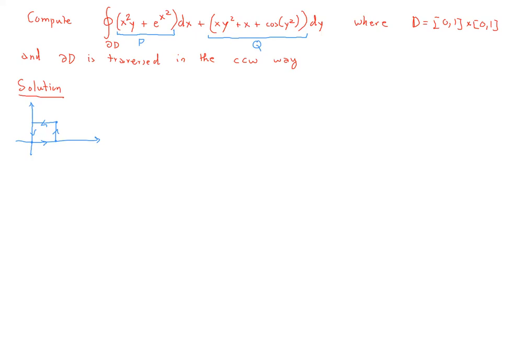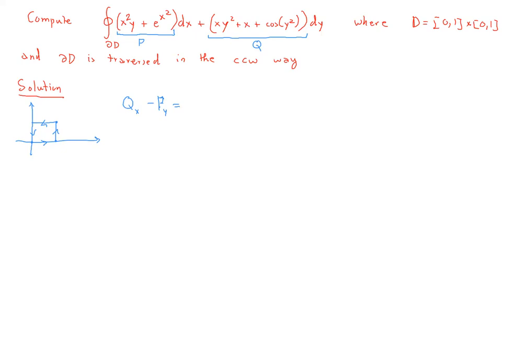So now you need to compute the quantity q sub x minus p sub y. That's exactly what Green's formula says. This is exactly what you should integrate. And you have a little miracle. Those unknowing terms, e to the x squared and cosine of y squared, completely disappear. So what do you get?